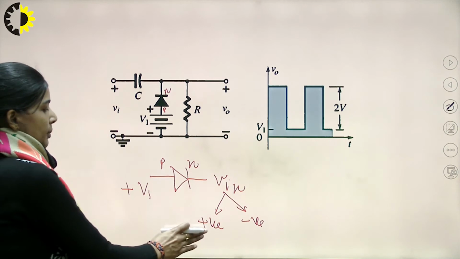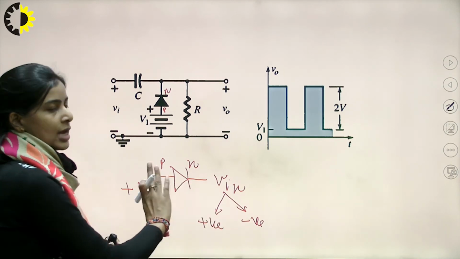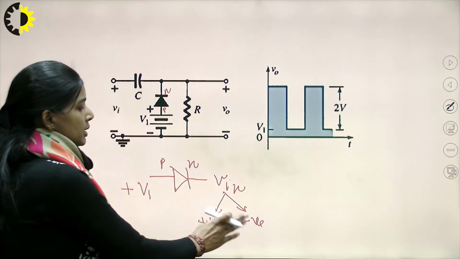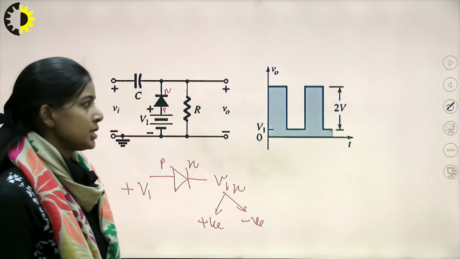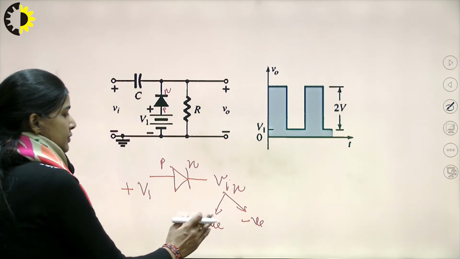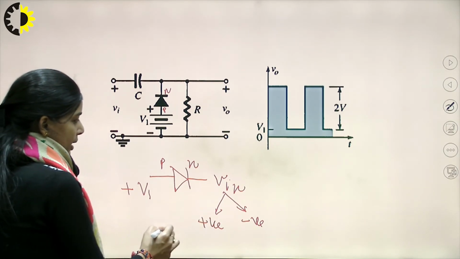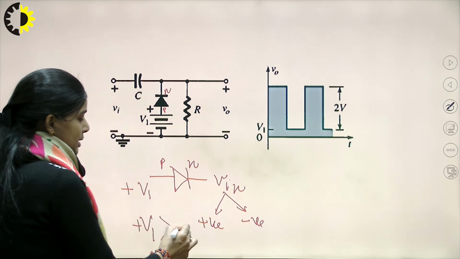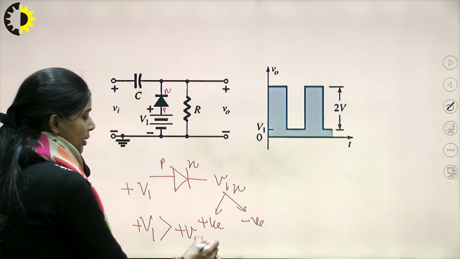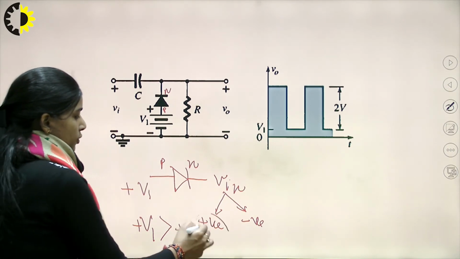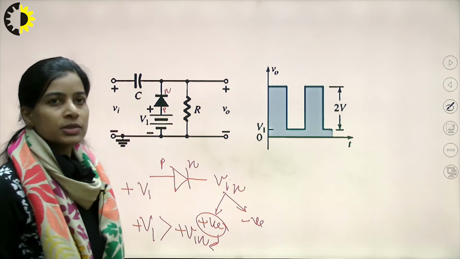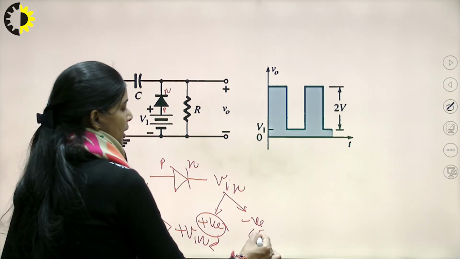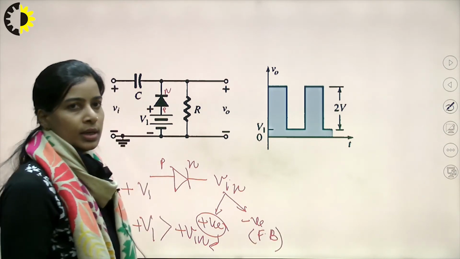When it is a negative input, this diode will be forward biased. So, for the complete negative cycle this diode will be forward biased, and for the positive cycle it will be forward biased till the point where positive V1 is greater than positive V input. So for the positive cycle, if this condition is satisfied, then the diode will be forward biased, and for the negative cycle, it will always be forward biased.